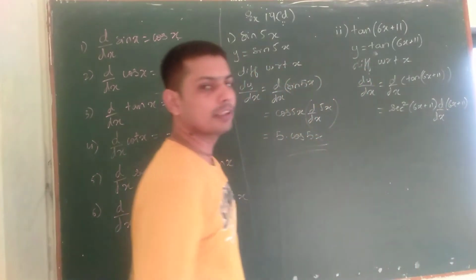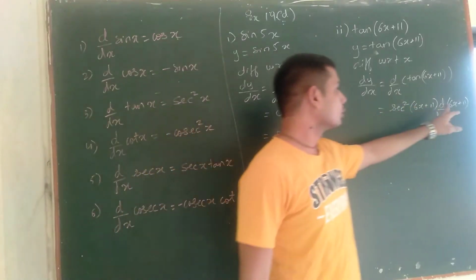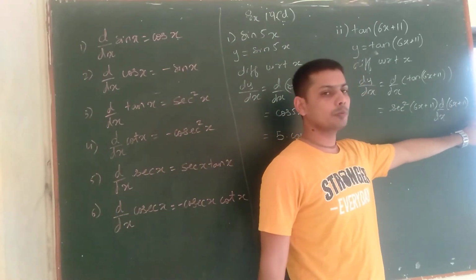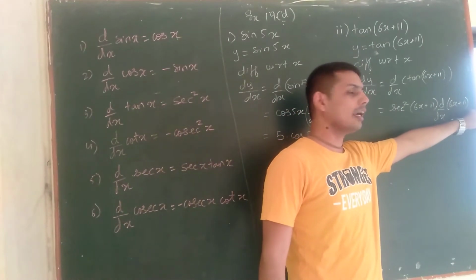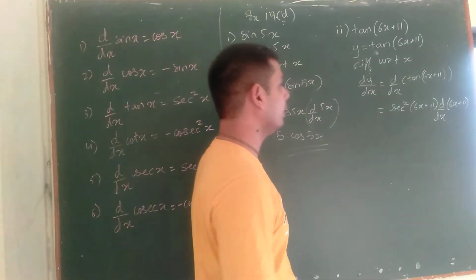Now how do we derive this 6x plus 7? The same case as we have done it here. So the derivative of this, which is a plus b, we will derive a and b together, because this is according to the property of the derivative which we can do.